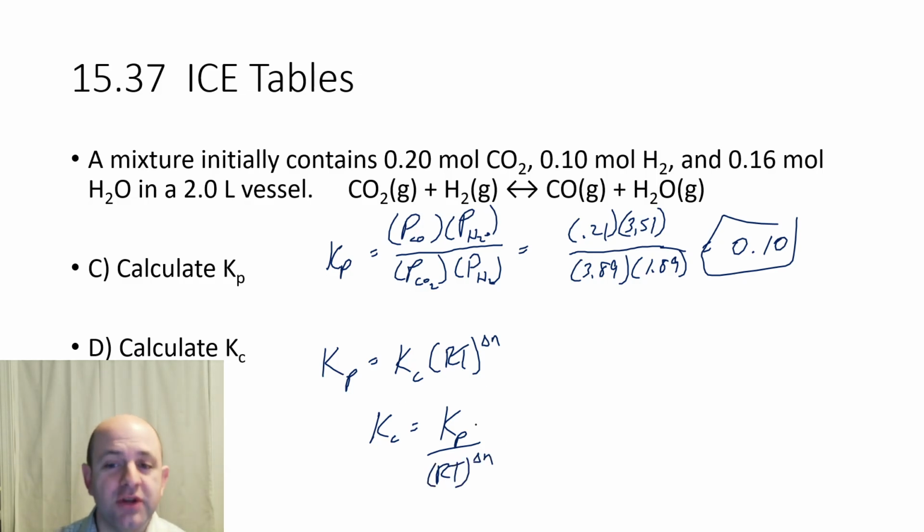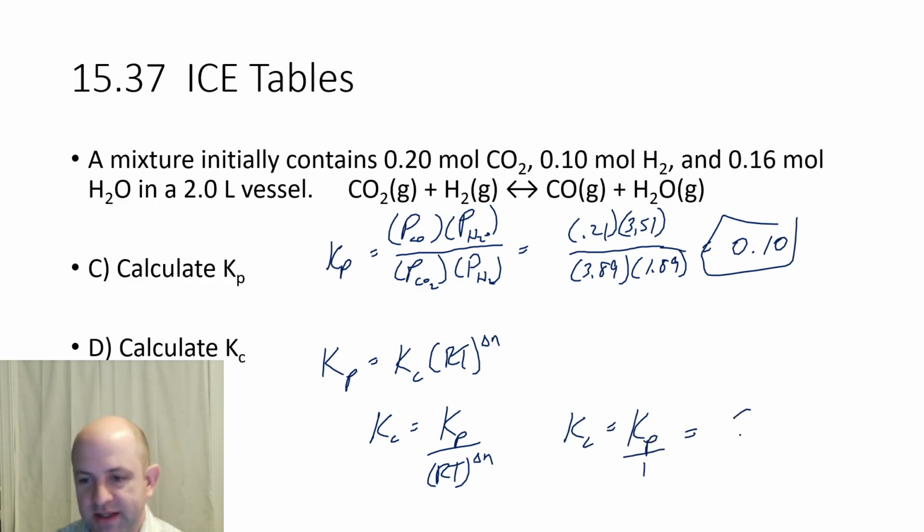And I haven't plugged in any numbers yet because for this equation, we don't have to. If we look, we say how many gases do we start with? Not the numbers, but how many moles of gas in the balanced equation. Here it's 1 and 1, so 2 reactants. They're both gases. Here in the products, it's 1 and 1, so 2 gases. Our delta n is 2 minus 2. It's 0. And so RT raised to the 0 power is 1. That means Kc is equal to Kp divided by 1. Well, that means in this case, it's also equal to 0.10.